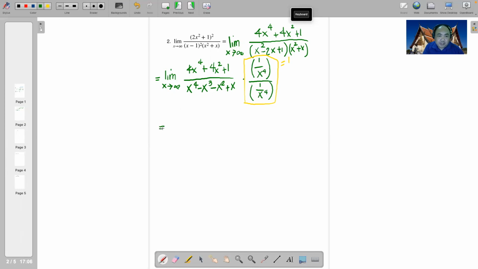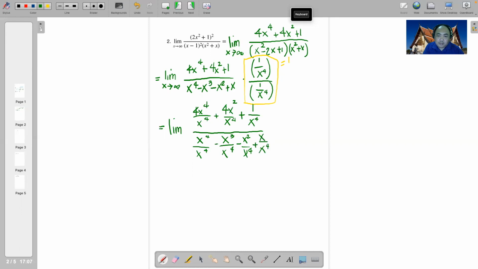Okay, so if we continue taking the limit, this is now the limit of 4x to the fourth divided by x to the fourth plus 4x squared divided by x to the fourth plus 1 over x to the fourth, divided by x to the fourth over x to the fourth minus x cubed over x to the fourth minus x squared over x to the fourth plus x over x to the fourth, as x approaches infinity.